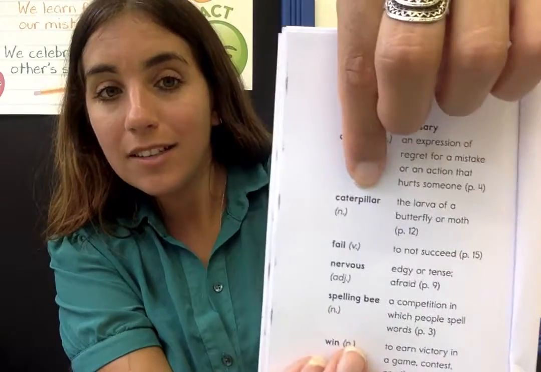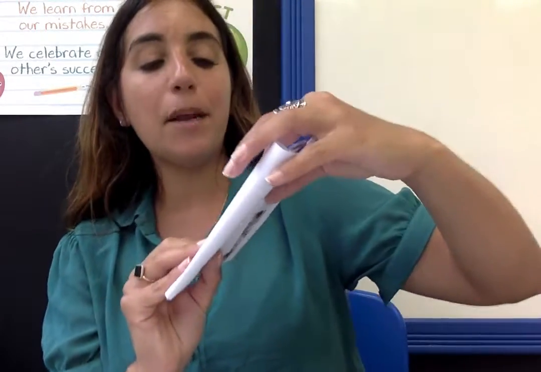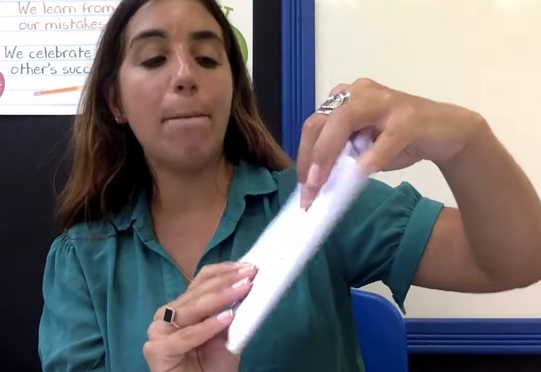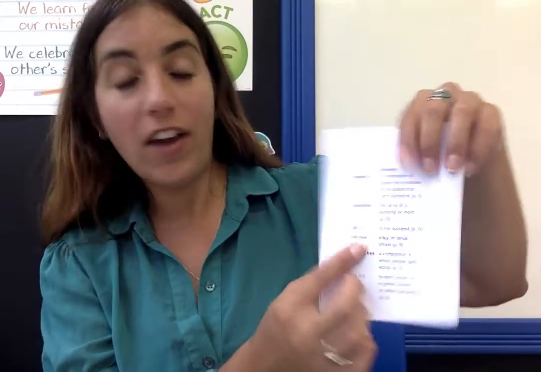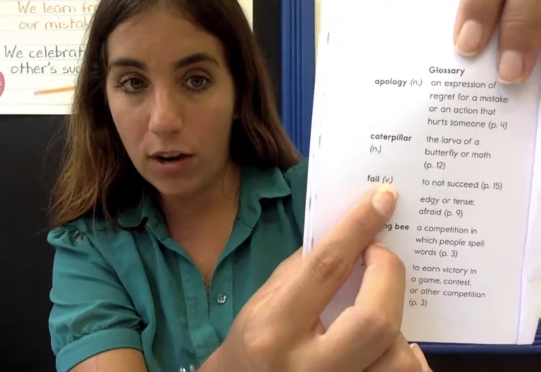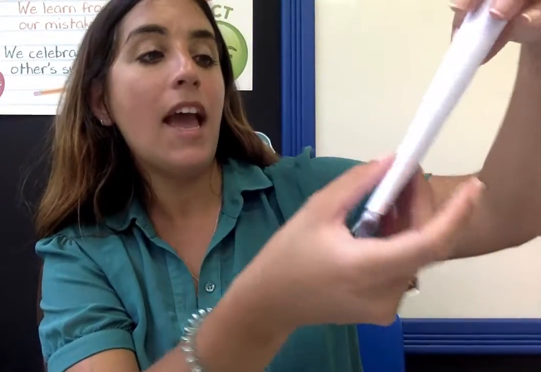The next word is caterpillar. We've seen this a couple of times, okay? And caterpillar is the larva of a butterfly or a moth. The next word is fail, which is a verb. We know that because of the V. And that means to not succeed at something. So if I said I failed a math test, that means that I did not succeed at the math test. I did not pass the math test.